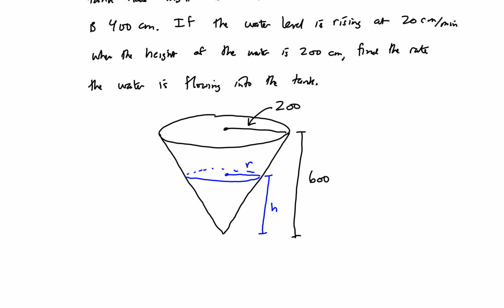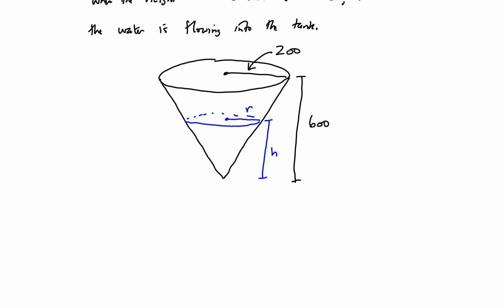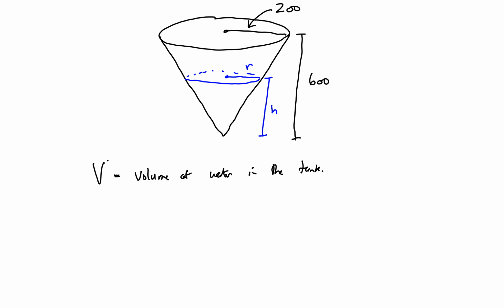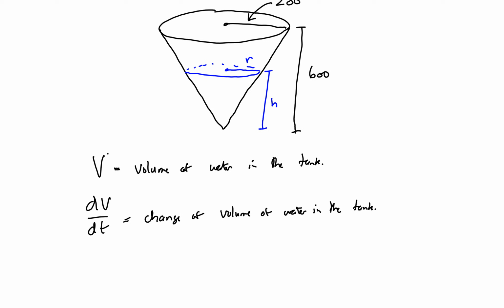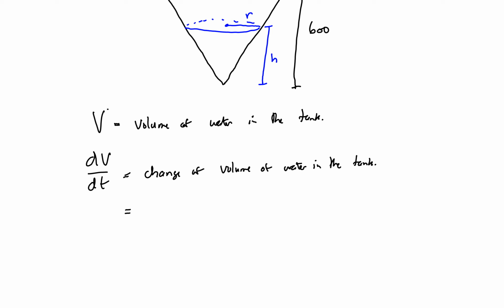Well, let's think about it with the amount of water in the tank. If that's given by V, so V is the volume of water in the tank, then dV/dt is the change of the volume of water in the tank. Well, how do we measure that? That would be the amount flowing in. This would be the rate it's coming in minus the rate it's going out.